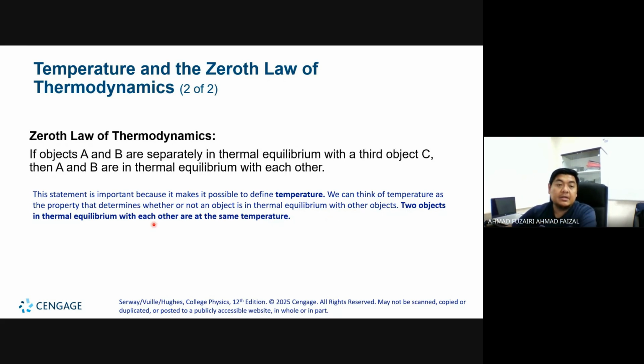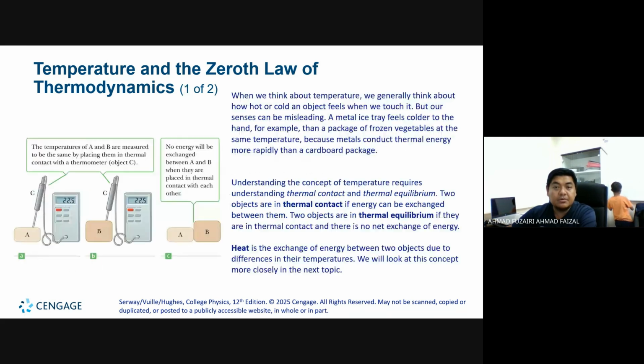Two objects are in thermal equilibrium with each other when they reach the same temperature. So go back to this slide. When you have thermal contact between object A and object B, and there is no net change, that means no energy exchange between A and B. So we can say that between A and B, they reached thermal equilibrium.